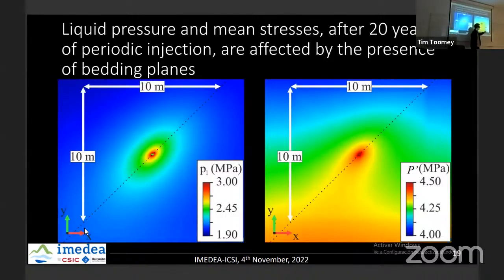And this one is what we call the effective mean stress. If you take the three components that I said before, the vertical and the two horizontal, you make an average, then you take out the fluid pressure and you get this value. Basically, it represents the effective stresses. And they are also influenced by the bedding planes. So both the hydraulic and the mechanical parts are influenced by those.